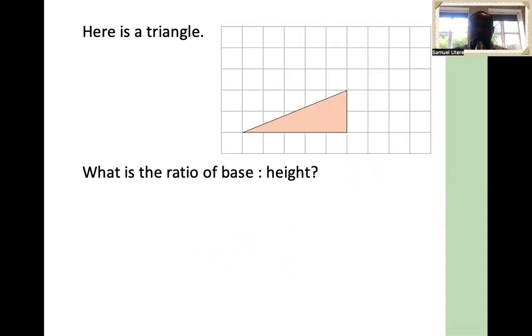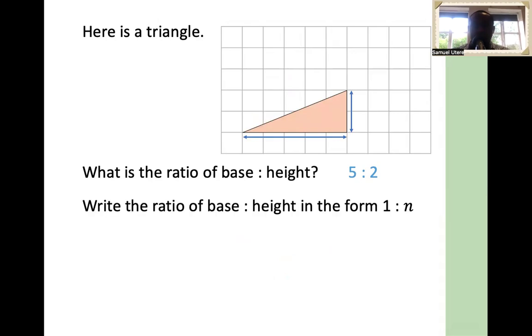Here is another one. What is the ratio of base to height? We can see that we have 5 as the base and 2 as the height. So the ratio, when written in the form 1:n, would be to divide by 5. If we divide the left side by 5, that makes the left side 1. And if we divide the right side by 5, that makes the right side 0.4 or 2/5.